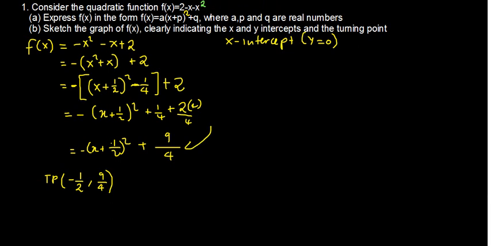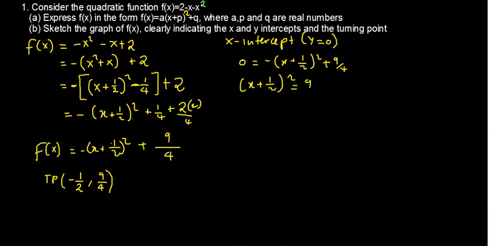But I'm going to use this one to find the x and y intercepts. So I'm going to equate f of x to 0, meaning that where there is f of x, I'm going to put 0, because f of x is the same as y. So I'm going to say 0 is equal to negative (x plus 1/2) squared plus 9/4. And then I'm going to take this to the other side of the equation. That becomes (x plus 1/2) squared is equal to 9/4.